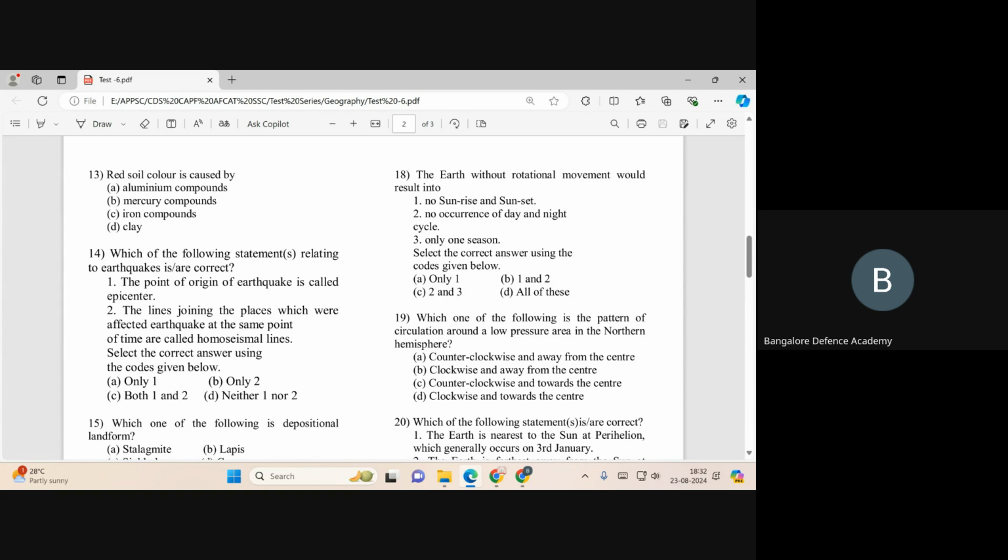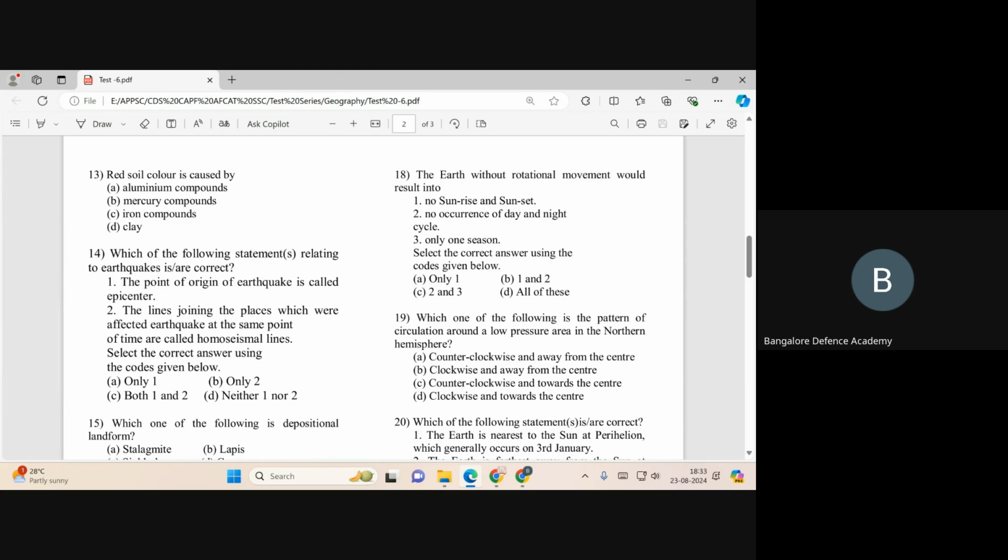But your seasons will depend upon two things: inclination and revolution. Both should be there. In order to get a season, you should have an inclination, and along with that you should have a revolution. If either is not there, there will be no season. Now if the sun is here, the northern hemisphere is towards the sun, so the northern hemisphere is having summer and the southern hemisphere is having winter.